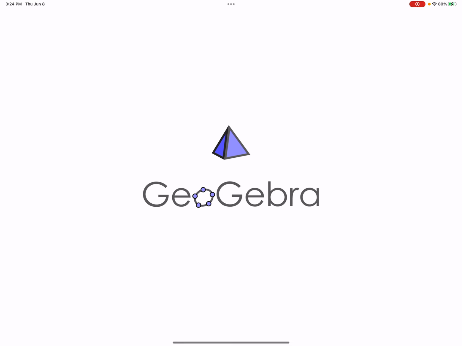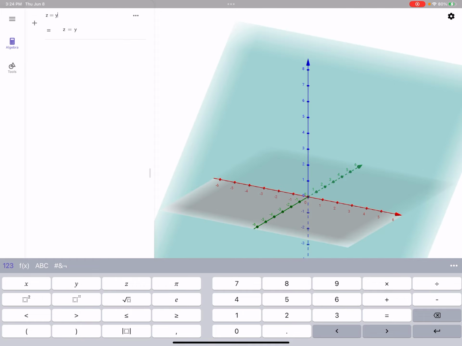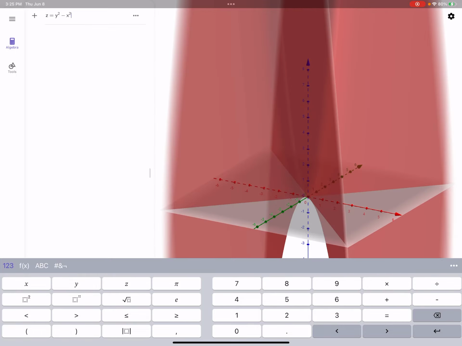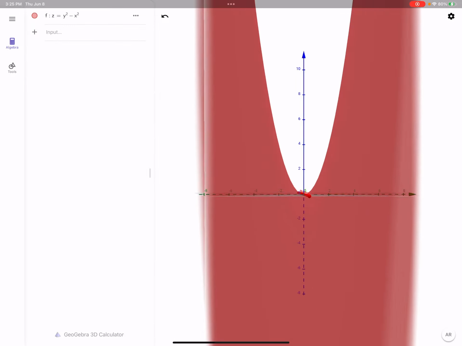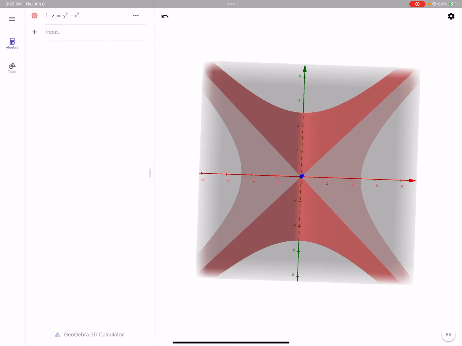There we go. And I'm going to type that in. Z equals y squared, was it y squared minus x squared? Okay, where's my square? Minus x squared. So we get this, it's called a saddle. You can kind of see it here. See it goes down in one direction. So if we look at it, you see that the red there is our hyperbolas in the green axis.